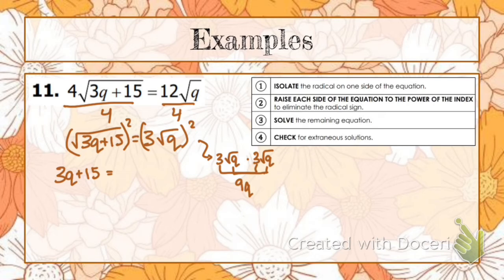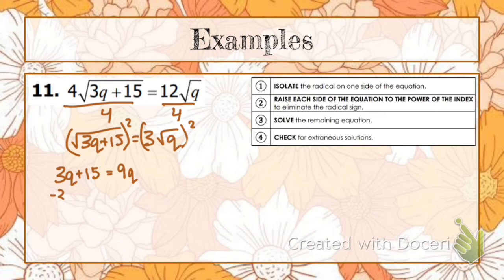But I don't love saying that, because then a lot of times you get confused about what you're allowed to do and not allowed to do. And I don't want you to think that you could distribute here, because you cannot do that. All right, so on the right side, we're going to get 9q.